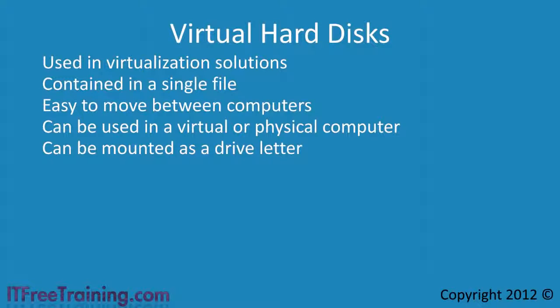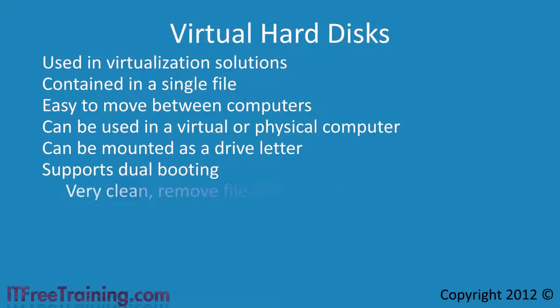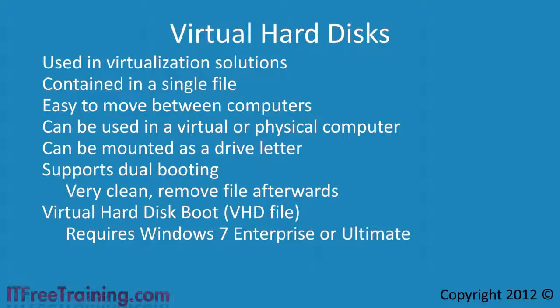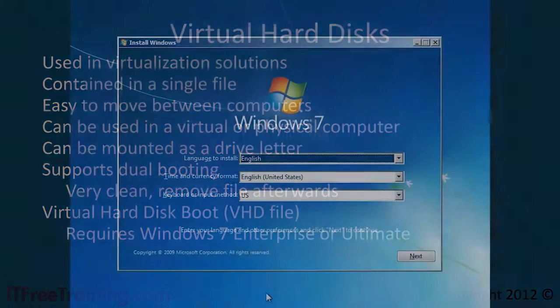As shown previously, virtual files are a great choice for dual booting. Once you are done with the file, remove it afterwards. No need to repartition your hard disk. In order to boot from a virtual hard disk or VHD file, you require Windows 7 Enterprise or Ultimate Edition. In order to understand virtual hard disks better, I will install Windows 7 on a brand new computer and configure it to boot from a virtual hard disk.